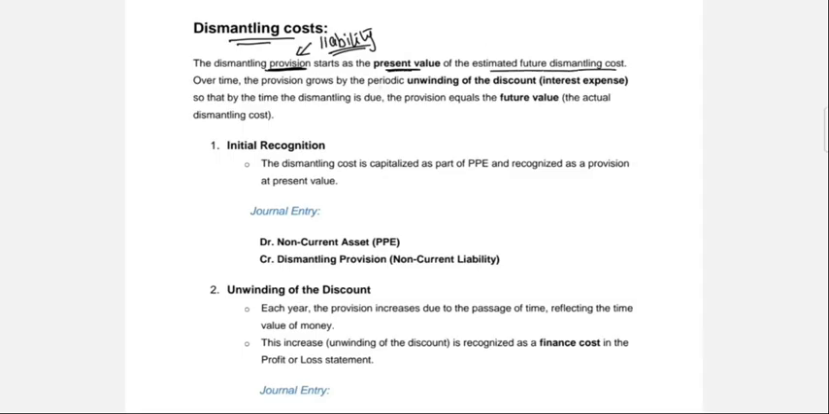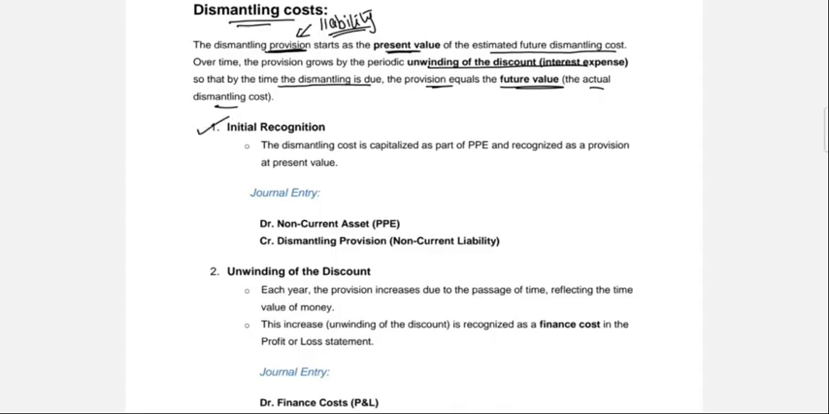Over time, the provision grows by periodic unwinding of the discount. Therefore, you will recognize the interest expense every single year so that by the time dismantling is due, the provision equals the future value, which is going to be the actual dismantling cost. Let's look at it now.